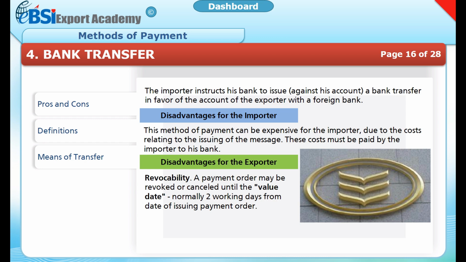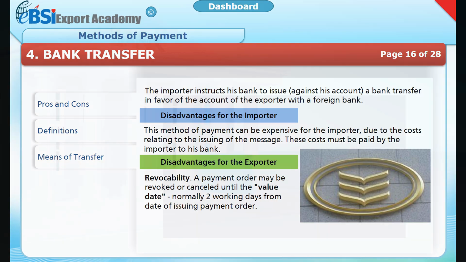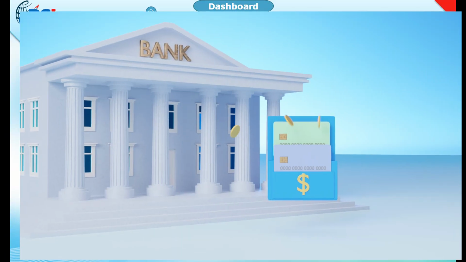Disadvantages for the exporter. Revocability. A payment order may be revoked or cancelled until the value date, normally 2 working days from the date of issuing the payment order.